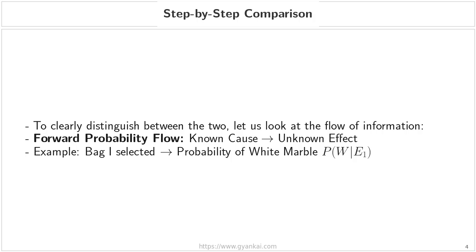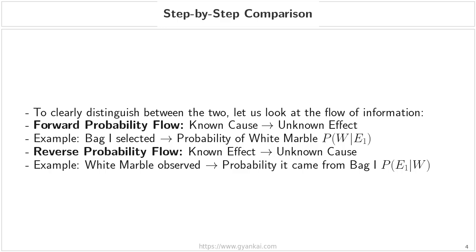In this direction, we start with something we are certain about, the cause, and we use it to predict an outcome. For example, if we know that bag 1 has been selected, we are looking for the probability of drawing a white marble, which we write as the probability of W, given E1.